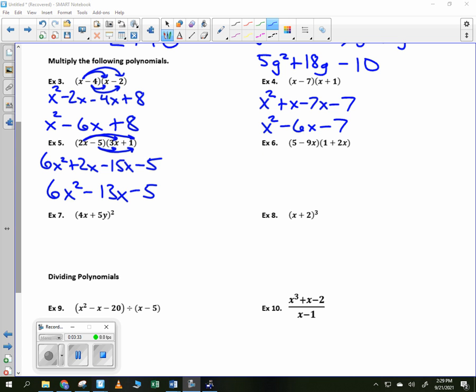All right, we multiply 5 plus 10x minus 9x minus 18x squared. So if I write it with the largest term first, negative 18x squared, 10x and negative 9x make 1x, and plus 5. So that's what I have.